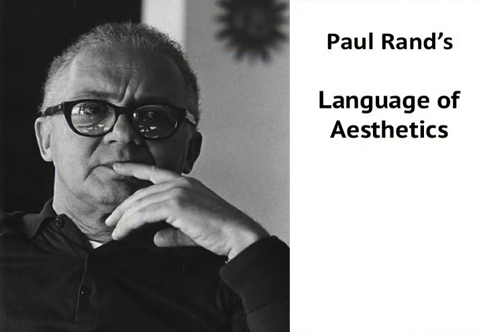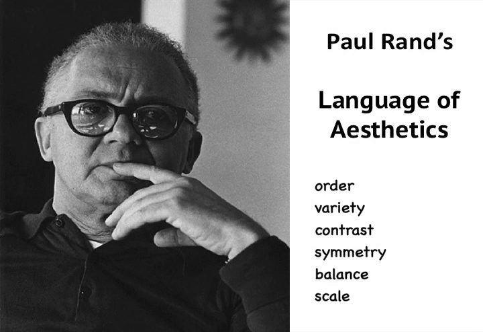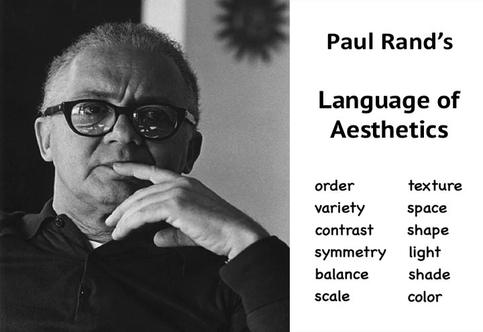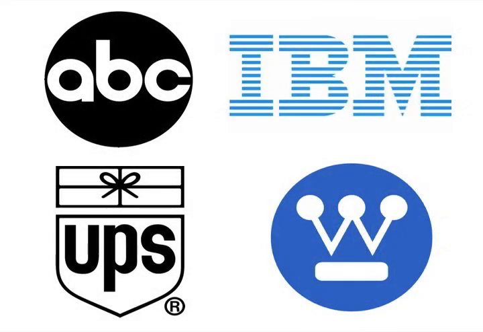Those elements included order, variety, contrast, symmetry, balance, scale, texture, space, shape, light, shade, and color. But what I noticed missing from this list was my favorite Gestalt principle: similarity. In fact, one could argue that Paul Rand's vocabulary of design uses two words contradictory to the Gestalt principle of similarity: variety and contrast.